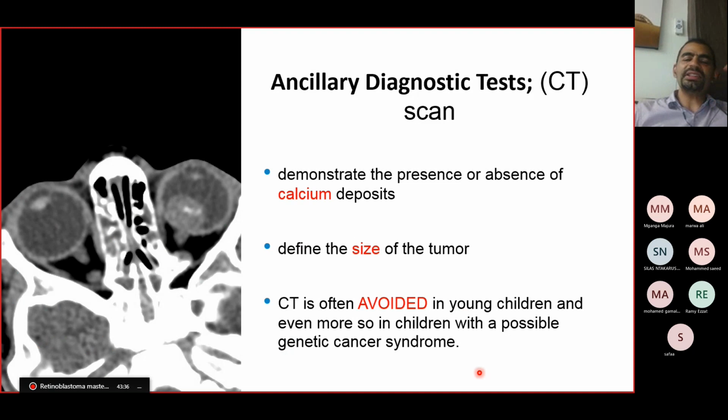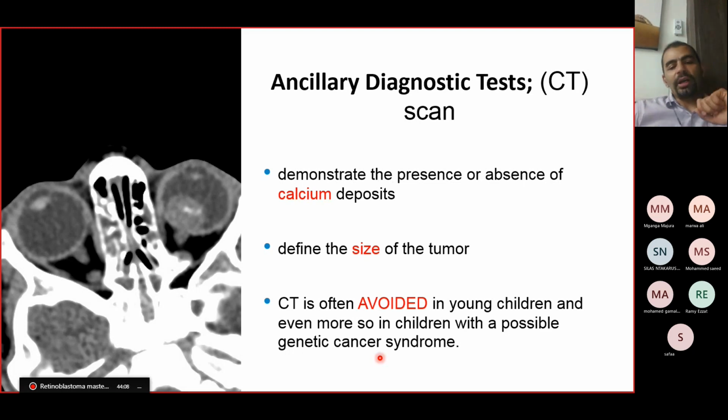CT, we don't do CT frequently. It's useful. CT depends on using X-ray or some sort of irradiation. So it's useful to show the calcification, and it defines the size of the tumor, but we don't order CT frequently in patients with suspected retinoblastoma, because the irradiation may provoke secondary tumor formation. So we don't use CT as a routine thing in patients with retinoblastoma.